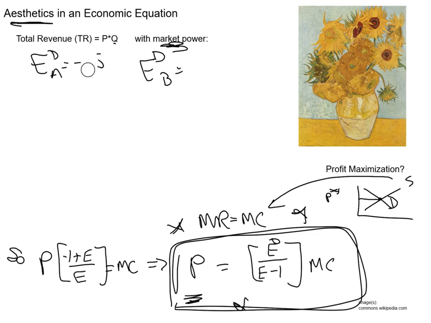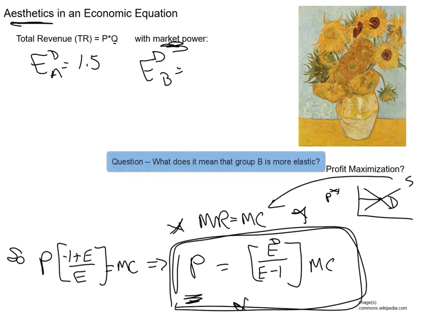Oops, not negative, right? I forgot. In this class, we're using positive values. So 1.5, they're elastic. Second group, let's have them be a 3.0. They're also elastic, right? So which of those two groups is more elastic? This group is more elastic. Can you put into words what that represents?